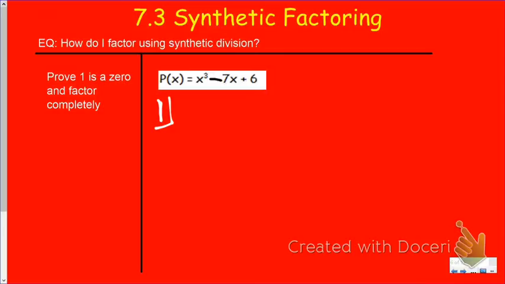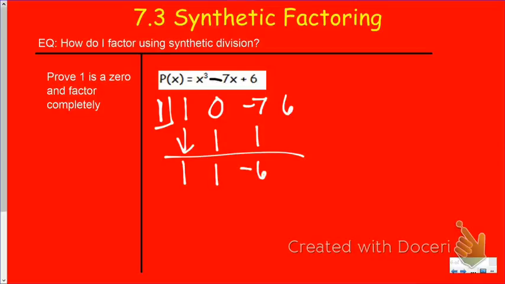So I put 1 in the box, and then I'm going to write my coefficients. I have 1, 0x squared, negative 7, and 6. I'm going to start by bringing down 1, multiply and add, multiply and add, multiply and add, and I do get a remainder of 0. So since I have a remainder of 0, what I have left is this remaining polynomial, x squared plus x minus 6. And I know that 1 is a 0, because again I got 0 as a remainder. That's my proof right there.